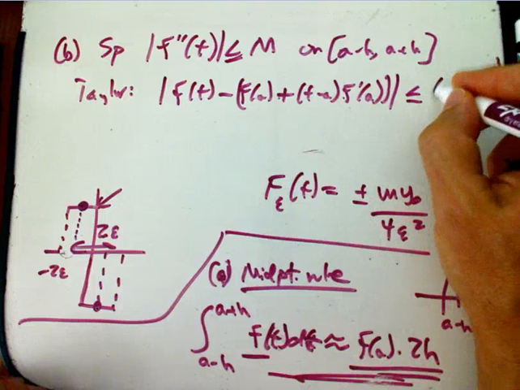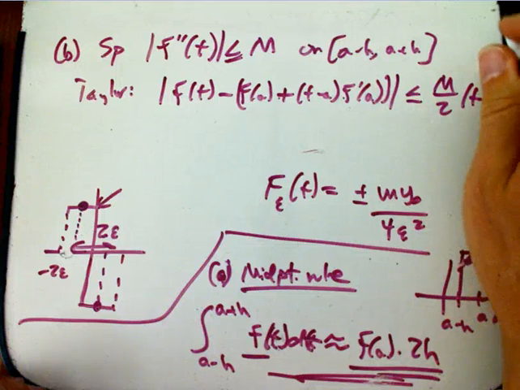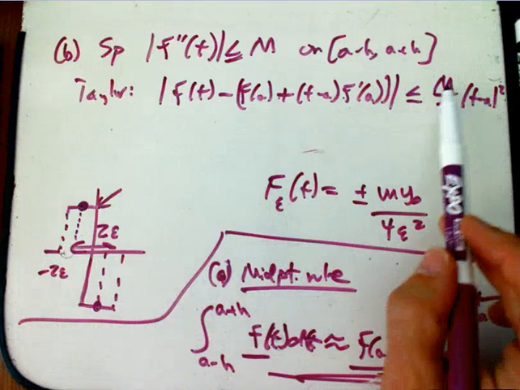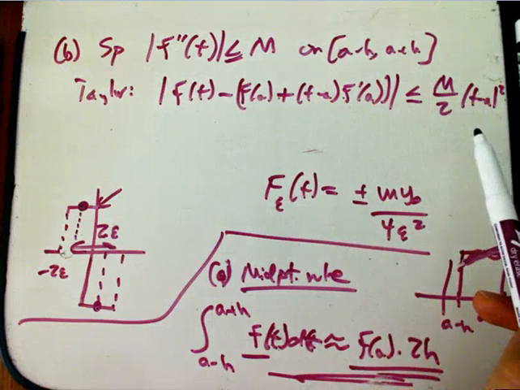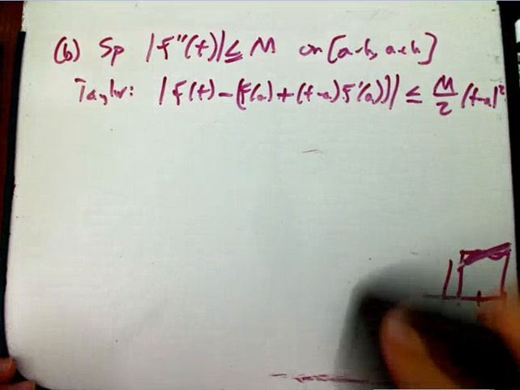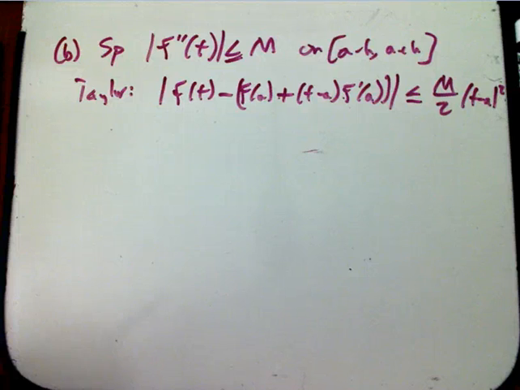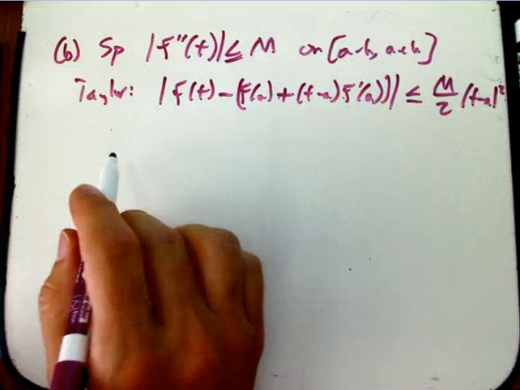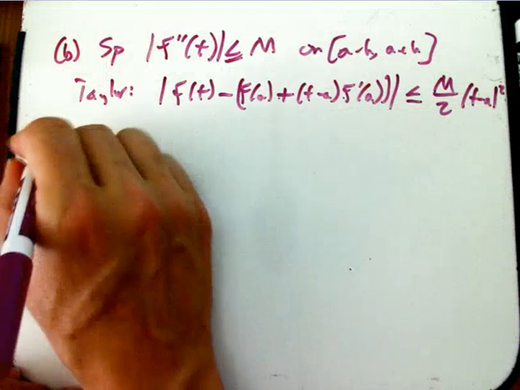Taylor says that that's less than m over 2 times t minus a squared, which kind of looks like what would be the next term in the Taylor series, but with the m, the upper bound on f double prime, put in instead of f double prime itself. Okay, so that's the theoretical calculus fact we need to know here. And we'll see if we want to go back to that level, but I'm going to assume that that's something we're confident with. Okay, and now we're going to integrate.